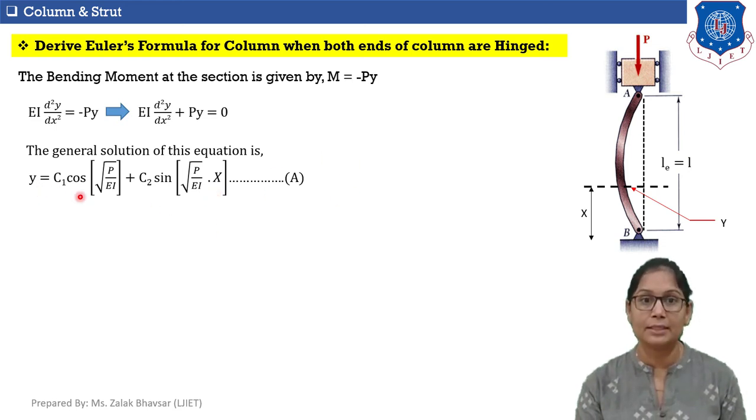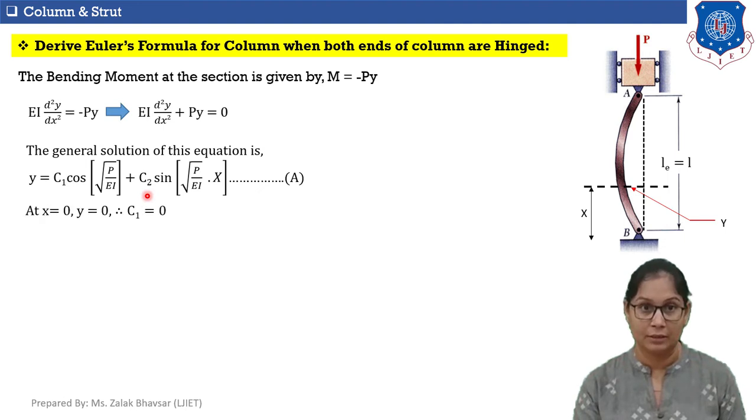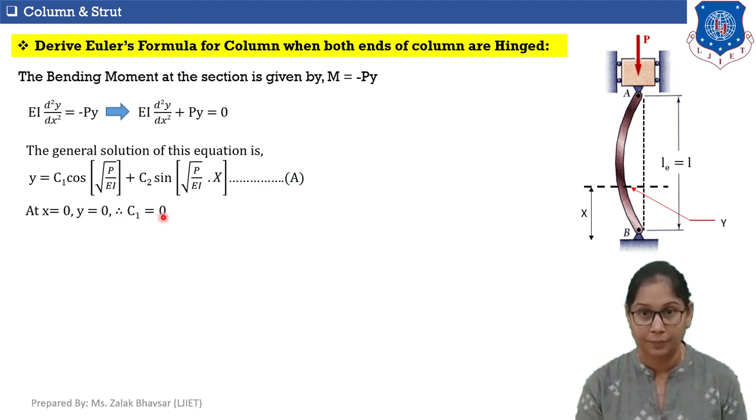Here C1 and C2 are the integration constants. Now let's apply one condition. When x is equal to 0, as you can see in this figure at point B, x is equal to 0, then y is also 0. If we put x equal to 0 and y equal to 0 in equation A, we get C1 equal to 0.